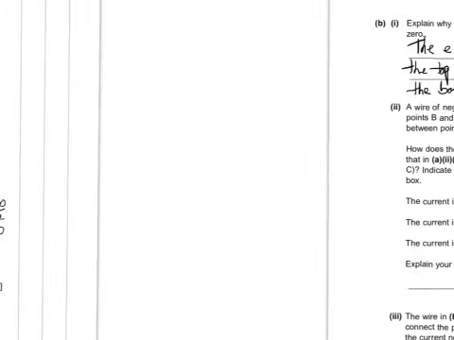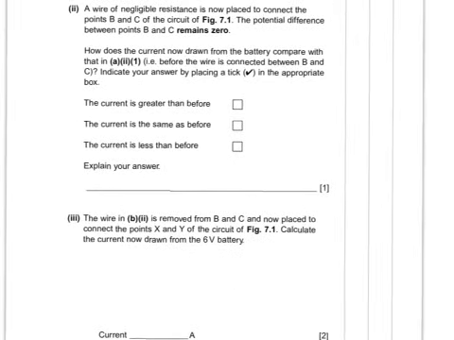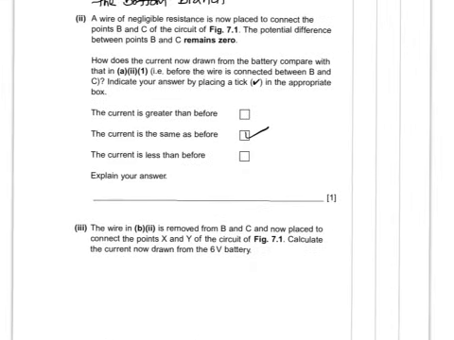So let's just write a wee explanation in here. Current stays the same. And explain your answer. Well, it's because no current will flow through BC.